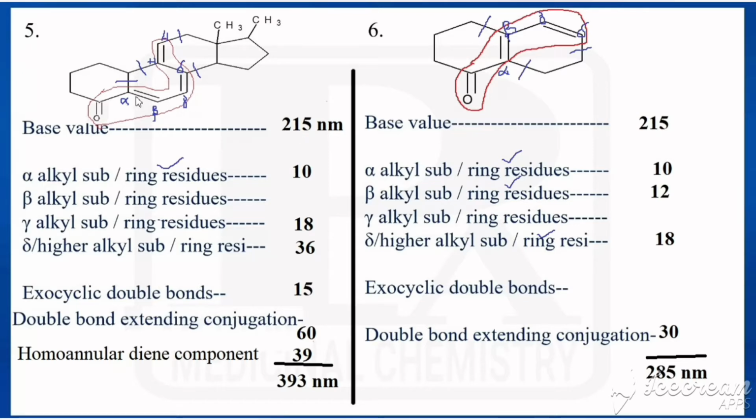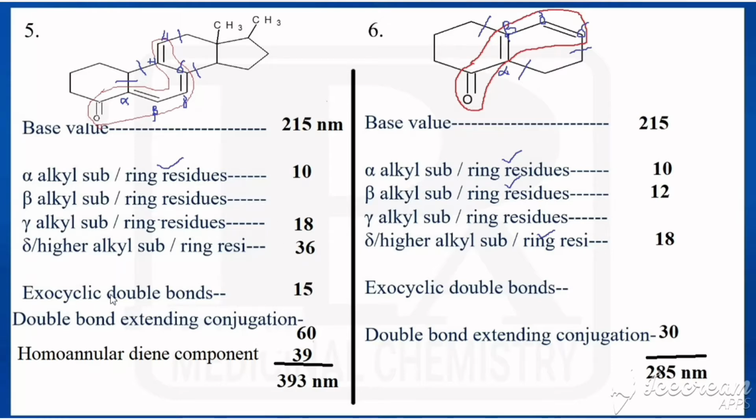And we have to find the alkyl substituents. It is not having any alkyl substituents. It is having only ring residues. Now what are the ring residues? This is one ring residue, this is one, this is one, this is one. So one alpha ring residue, one delta ring residue, two higher ring residues. So for one alpha ring residue, the value would be 10. And for one delta ring residue, gamma delta, for that the value would be 18. And it is having two higher ring residues, no? So for that 2 into 18, that is 36.